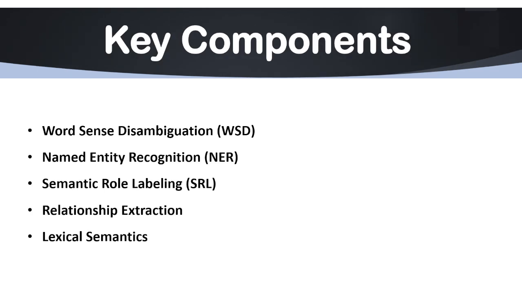Now let's just talk about some key components. So the first key component we have is word sense disambiguation. We have one word that is ambiguity. Ambiguity means a word that has multiple meanings, right? So here we have disambiguation. Here, our system decides which meaning of a word is used.